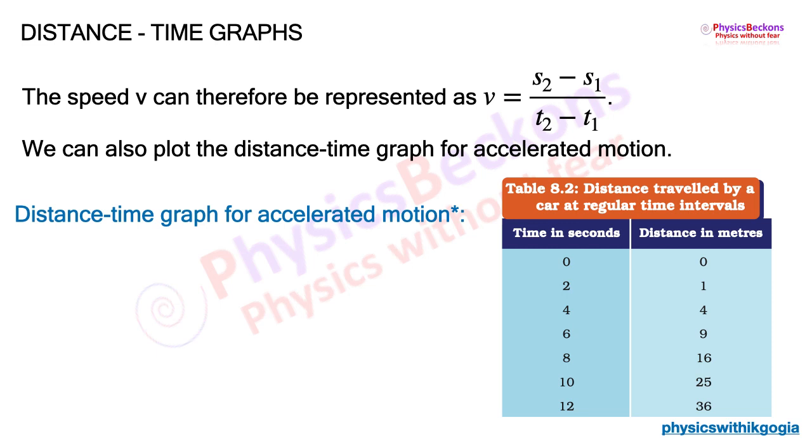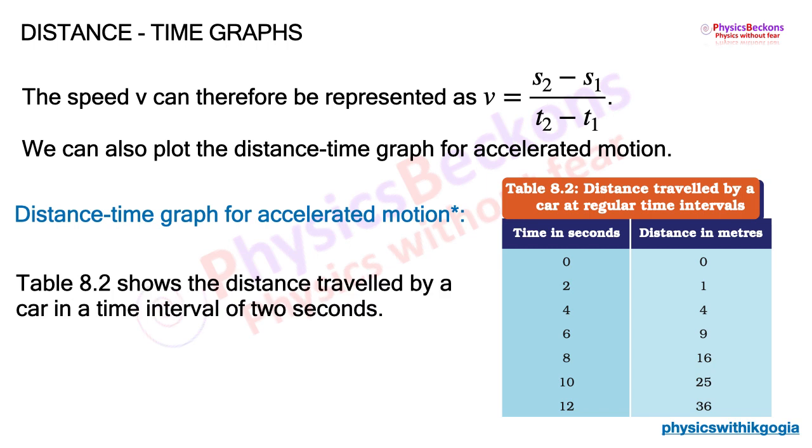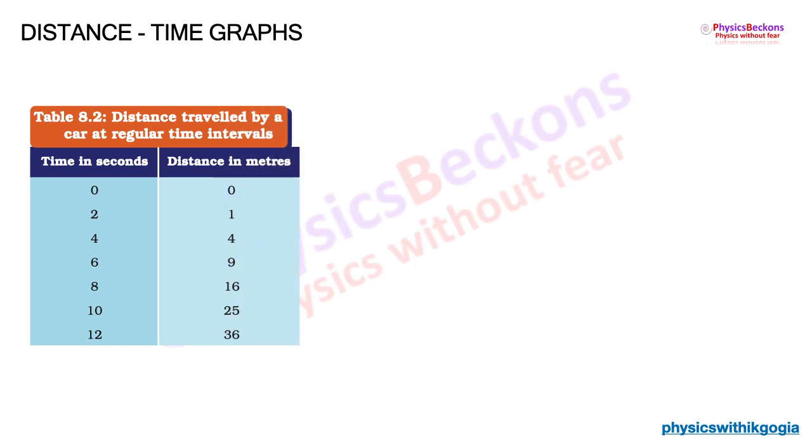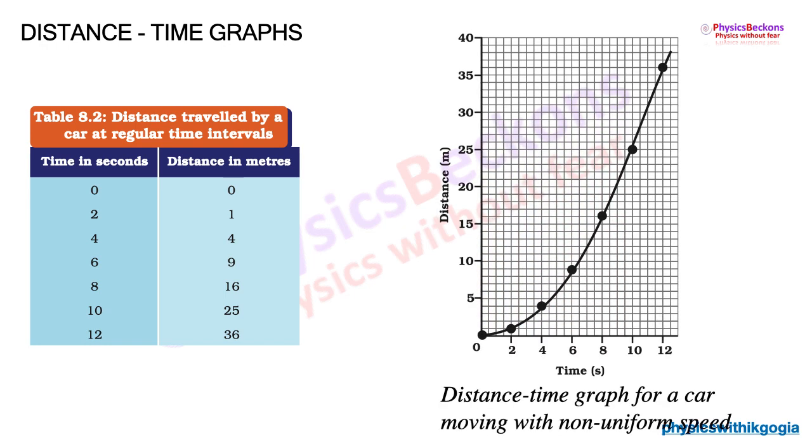So since the distance covered in equal intervals of time is different, therefore the motion represented here in the tabular form is non-uniform. Non-uniform motion is clearly accelerated motion. Now, if we plot a graph here taking distance along y-axis and time along x-axis, the graph is a curve, non-linear graph. Non-linear graph represents non-uniform motion. The distance time graph for non-uniform motion is a curve.